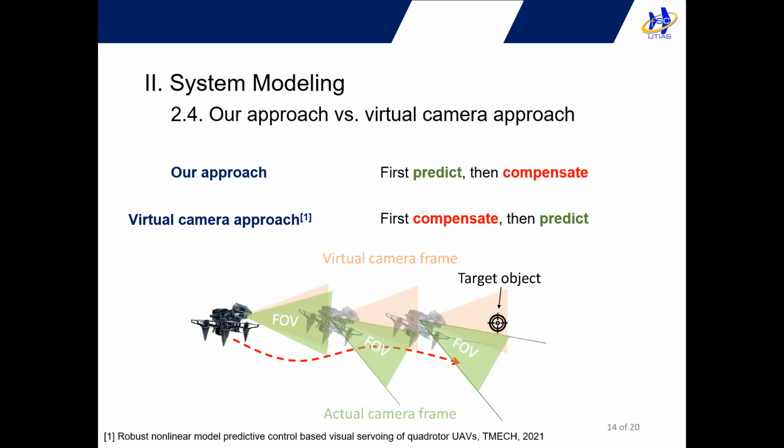It can be seen that as the quadrotor pitches forward, the target will leave the camera field of view, denoted as the green cone region. Our method can quickly identify such constraint violation via state prediction and prevent such a motion. In contrast, since the target can always stay within the virtual camera frame, the virtual camera method has no response to such a problem, and eventually fails the visual servoing task.